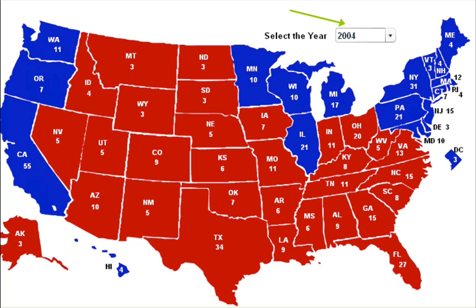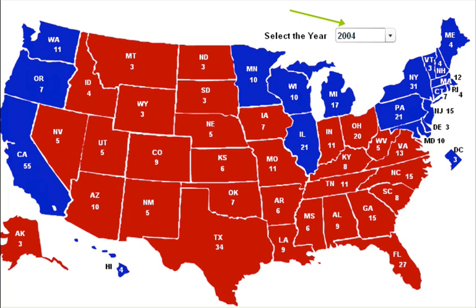This was the election between George W. Bush and John Kerry. Bush was the Republican, and his winning states are shown in red, while Kerry was a Democrat, and his winning states are shown in blue. And we know from history that George Bush won this election. He carried a lot of states. He earned a lot of electoral votes. You can also see John Kerry did win some states and did win some electoral votes.